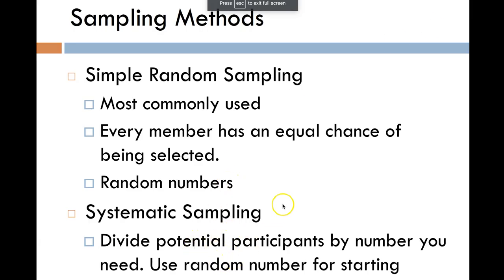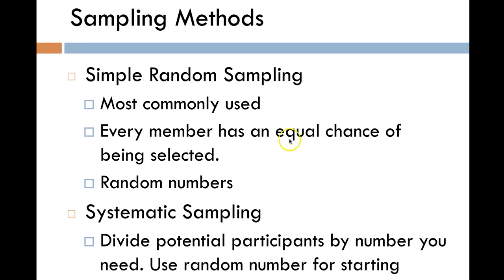Now, systematic sampling is really the same thing, it's just more complicated. So here we're going to divide the participants by the number you need. So let's say you've identified 100 people who could be in your study, and you want to randomly choose 20 of those people. So we're going to divide the potential participants, 100, by the number you need, which is 20. So we're going to divide 100 by 20, which is 5.